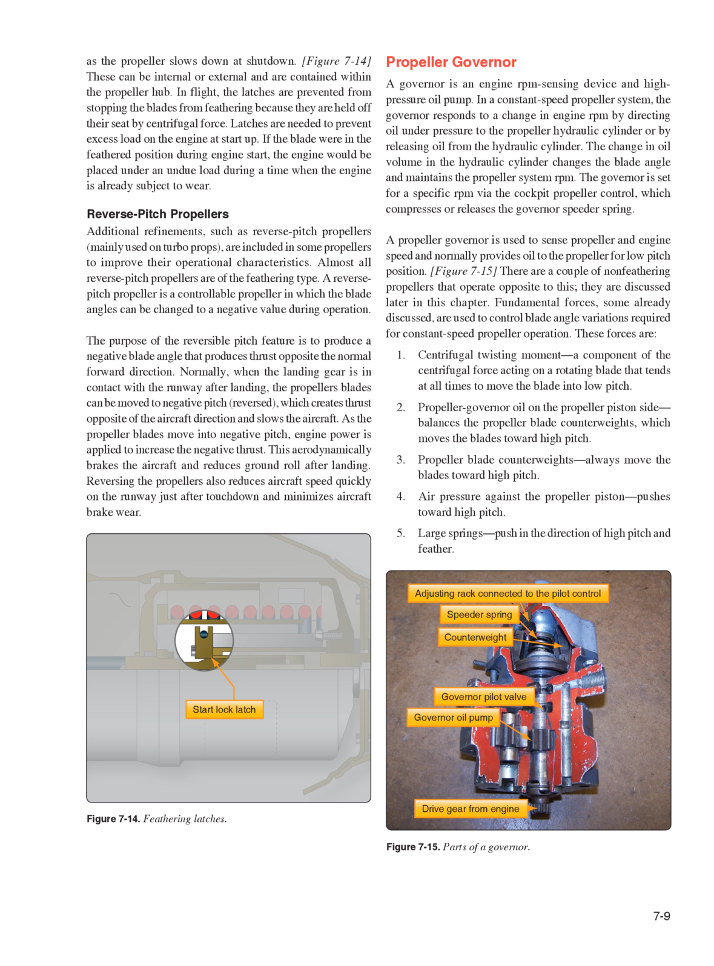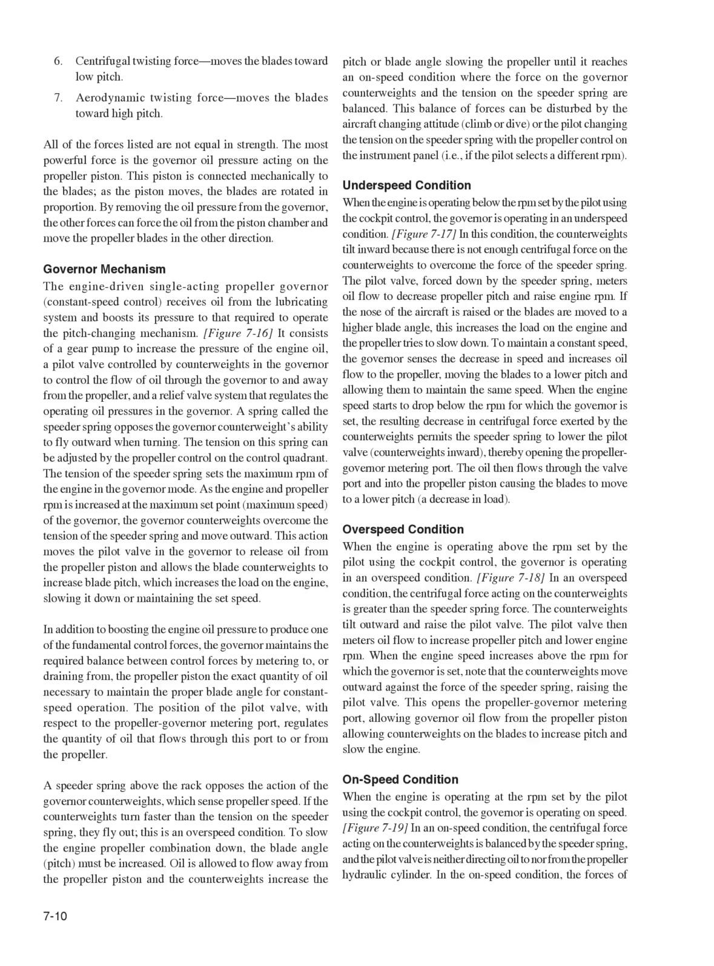4. Air pressure against the propeller piston pushes toward high pitch. 5. Large springs push in the direction of high pitch and feather. 6. Centrifugal twisting force moves the blades toward low pitch. 7. Aerodynamic twisting force moves the blades toward high pitch. All of the forces listed are not equal in strength. The most powerful force is the governor oil pressure acting on the propeller piston.